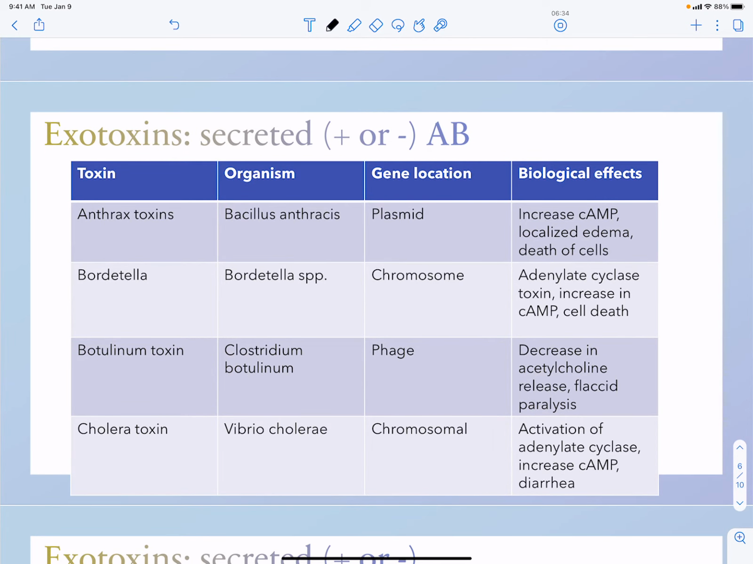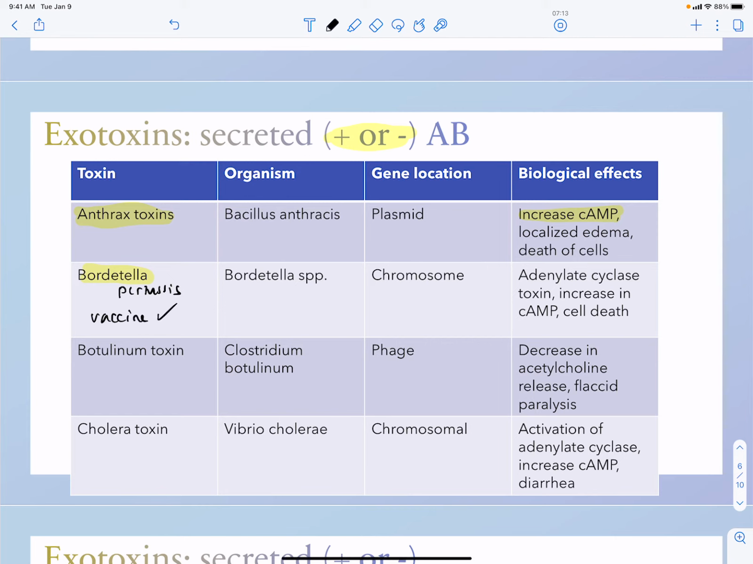So again, exotoxins are secreted by gram-positive or negative. You're going to have the AB toxins. Here's some toxins that are very well known. We have our anthrax toxins, and this is going to increase cyclic AMP. And cyclic AMP increases are going to lead to localized edema as well as death to cells. We have Bordetella pertussis toxin. So there's a vaccine for it.